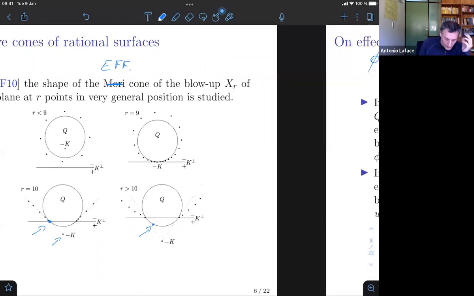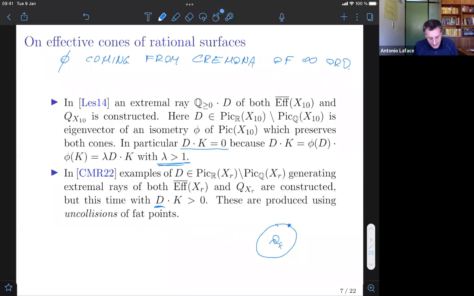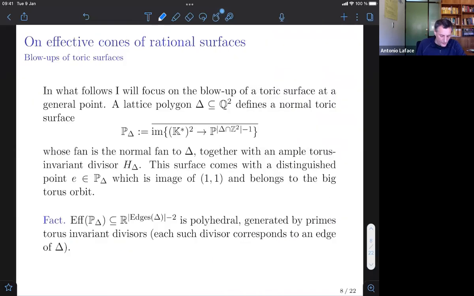Okay, so this is some panoramic view on what happens when you blow up the plane at general points. So now let me move to another type of blow up, which still produces very interesting examples, which is the case of toric surfaces.